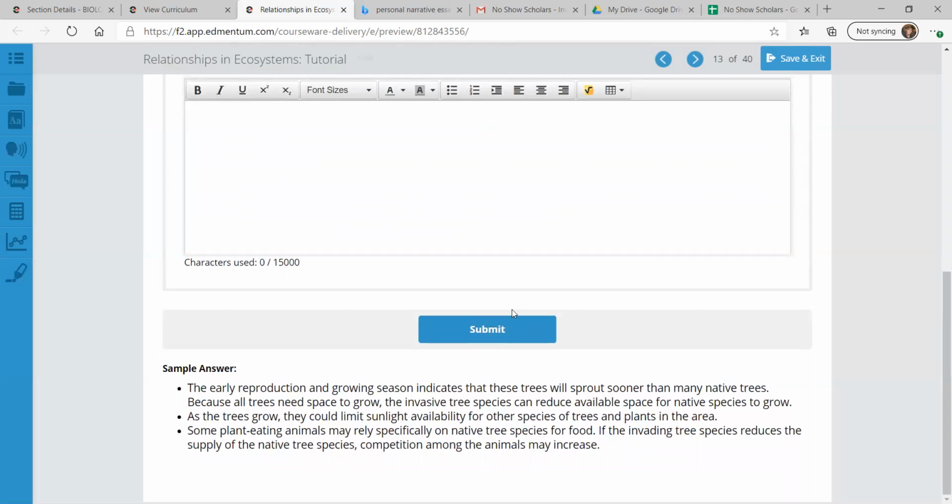As the trees grow, they can limit sunlight availability for other species of trees and plants. Some plant-eating animals may rely specifically on native tree species for food, and if the invading tree species reduces the supply of their food, the animals have to compete even harder for the reduced amount of resources.